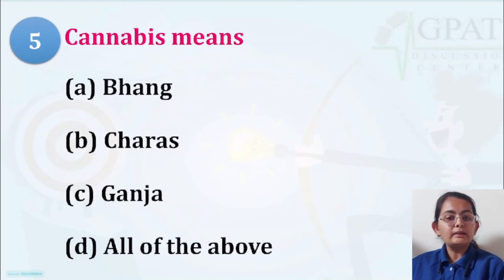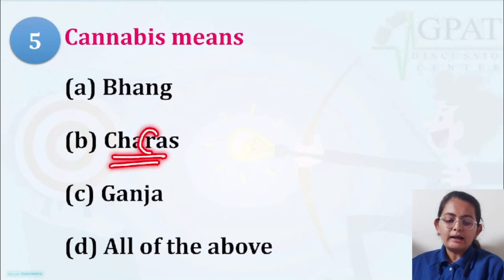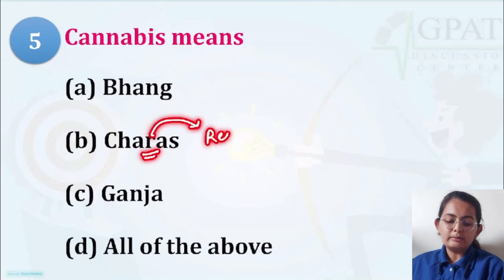So how to remember this? During the holy festival time there are the green leaves and a drink is prepared out of them, so you can remember very well what bhang is. For charas, you can remember the R in charas. R is for resin, the resinous part of the cannabis is charas.